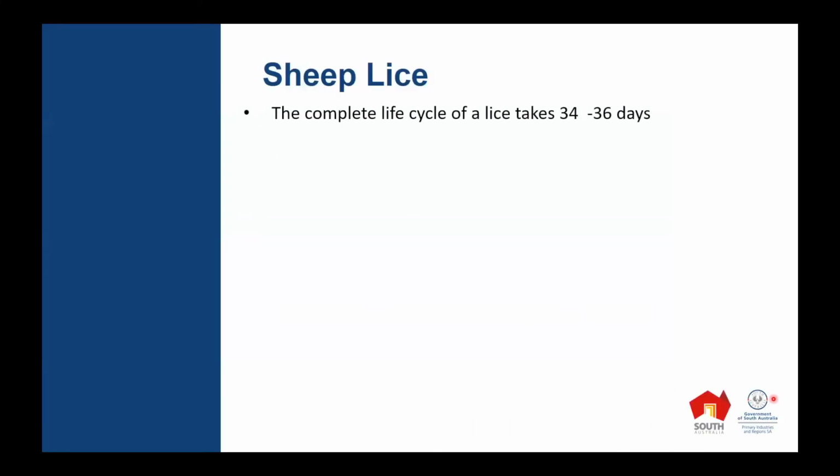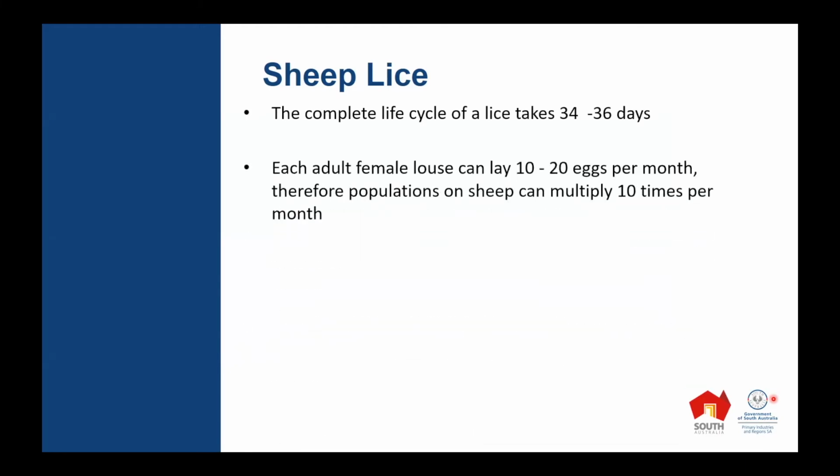So the complete life cycle of a lice is roughly a month, a bit more. Each female lays 10 to 20 eggs per month. So lice populations on a sheep can multiply 10 times a month, which in insect terms is not that high a reproductive rate. And it explains why often an infestation isn't noticed until well after it's first got into the flock. It can be a matter of months before you actually see signs of rubbing in a good proportion of sheep that makes you question what might have gone on. But the actual exposure to lice has often occurred months in advance of that.